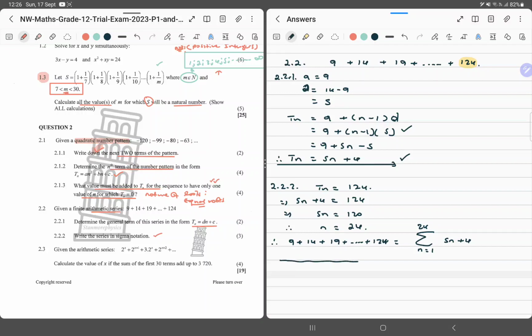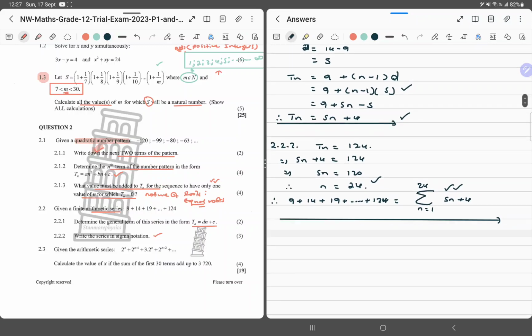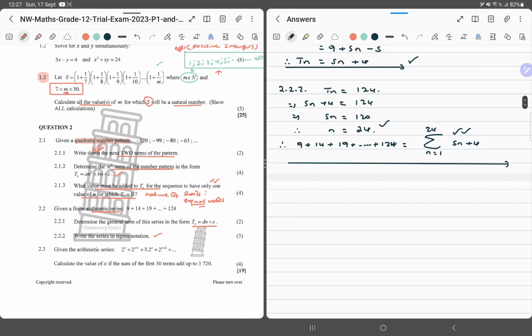So this is it, guys. This is how you answer this question easily. All we need here is to work out the number of terms. That's important. And then to express this, you're getting your 2 marks. I suppose this is how we're getting our 3 marks. Not a big deal after all. Okay, so let's answer the next question.